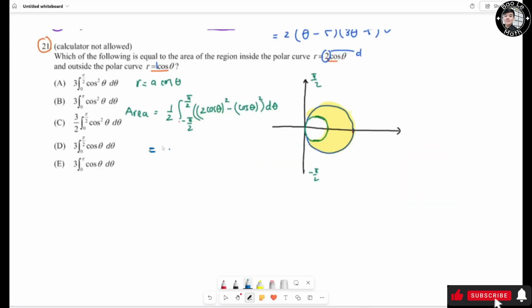So it's going to be 2 times 1/2 integral from 0 to pi over 2 of 3 cosine squared theta d theta. We're going to simplify this one. The 2 and 1/2 are gone, bring 3 to the front. 3 times the integral from 0 to pi over 2 of cosine squared theta d theta, right? So the answer must be A.